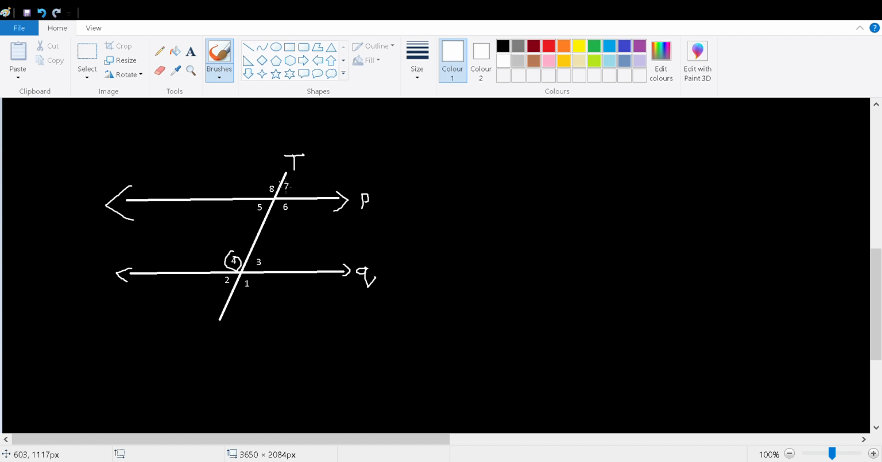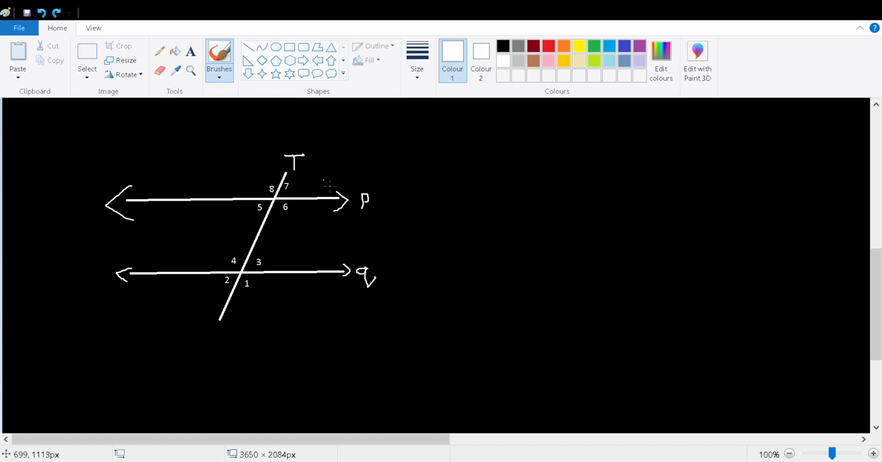So 8 and 4, they're corresponding angles. 7 and 3 are corresponding angles too. 6 and 1 are corresponding angles. 5 and 2 are corresponding angles too. Now the main thing to remember, we can obviously memorize the definition, but the main thing to remember is that they're always congruent. Angles 8 and 4 are equal to the same amount. Angles 7 and 3 are equal to the same amount. Angles 5 and 2 are equal to the same amount, and angles 6 and 1 are equal to the same amount. So that's corresponding angles.